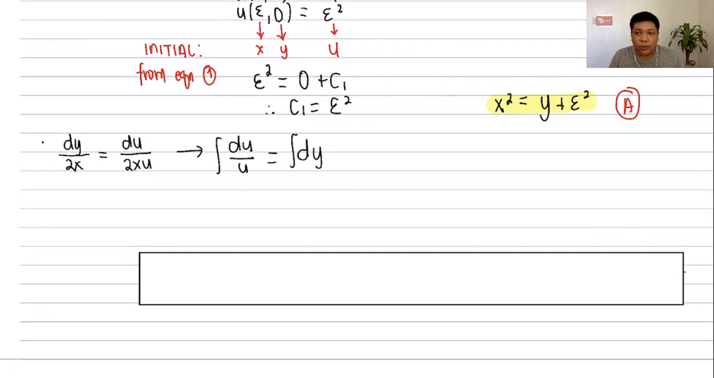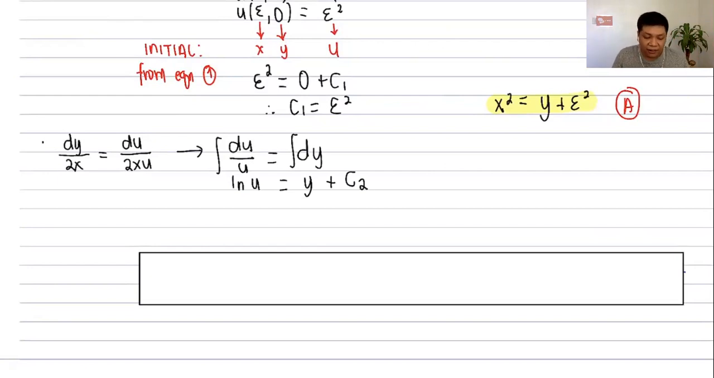I know that if I integrate this left-hand side, I am left with ln u. And on the right-hand side, this is y plus another constant of integration, C2. Again, you place it anywhere, you should arrive at the same answer. Okay? No problem at all. Same final answer, rather.